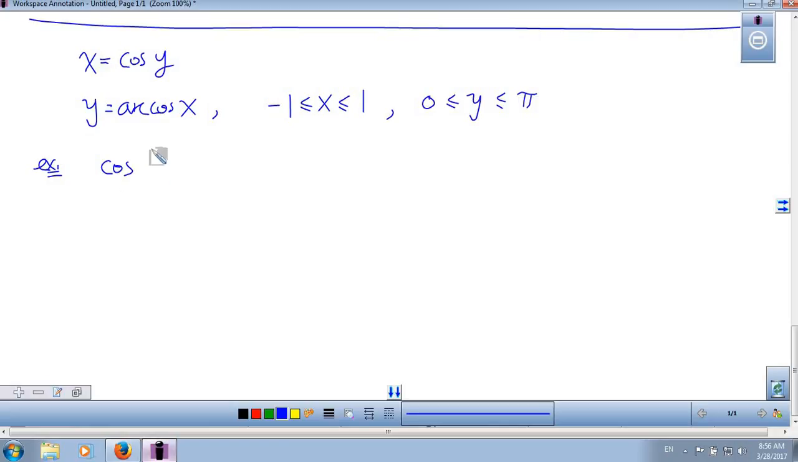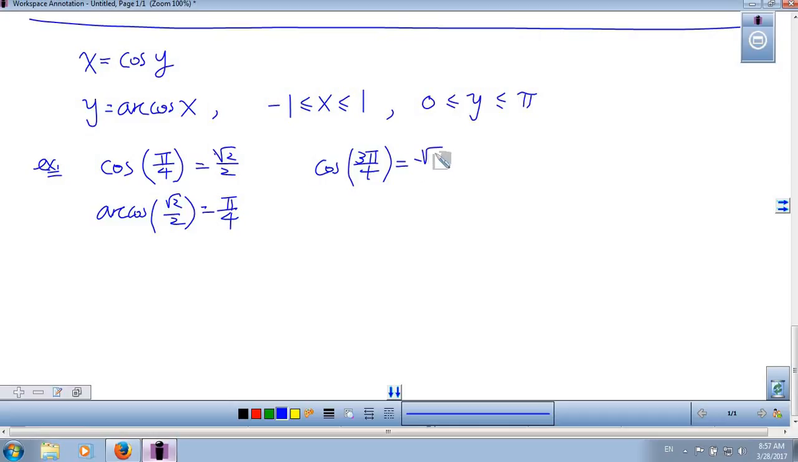So, let's do some cosine. Let's do cosine of pi/4. Cosine of pi/4 is square root 2 over 2. You should know this by heart, or if not, you can look at your unit circle. So that means arccosine of square root 2 over 2 should be equal to pi/4. Now, what about cosine of 3pi/4? Cosine of 3pi/4 is negative square root 2 over 2. So if we do arccosine of negative square root 2 over 2, it should give us 3pi/4.